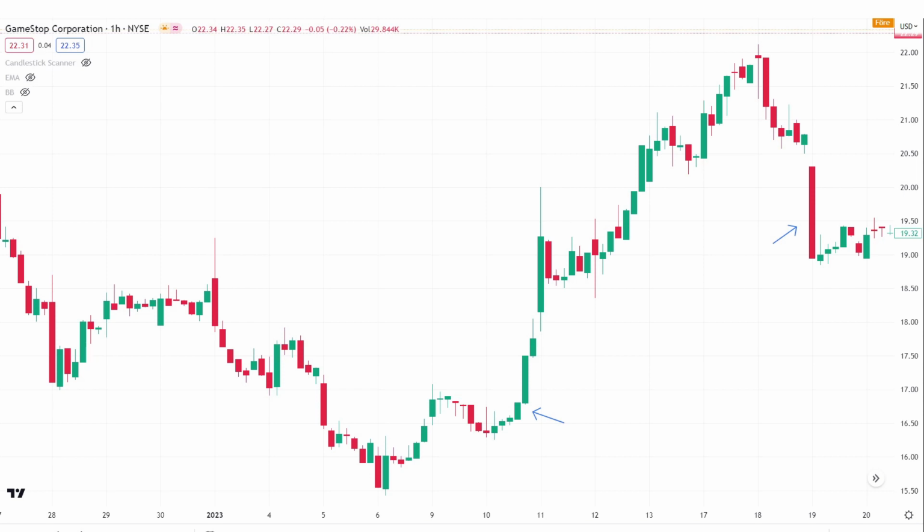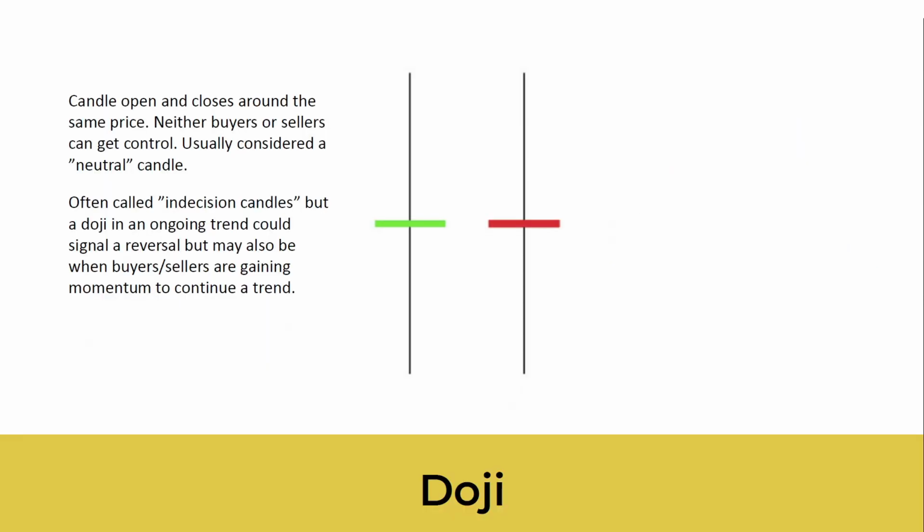But that's the Marubozu. And I don't know, but it's just a feeling I got that this is so basic that sometimes you forget about it. I mean, it just looks like, okay, it's a green candle, it's a red candle, but they do tell a lot. Then we have the classic doji.